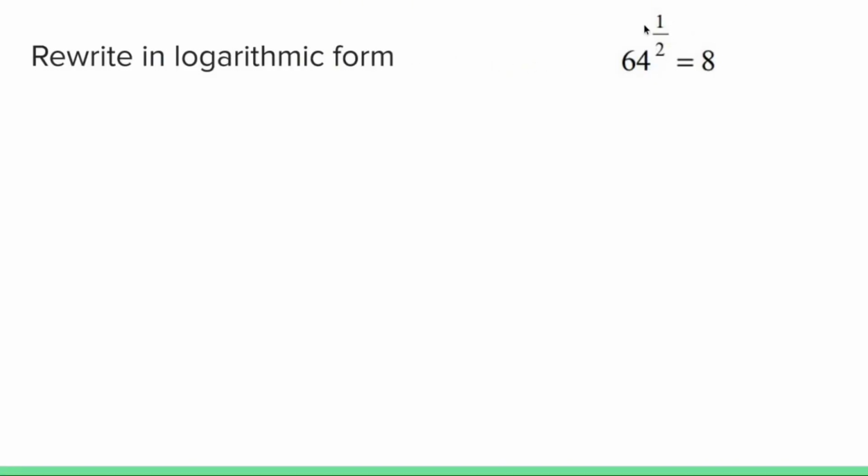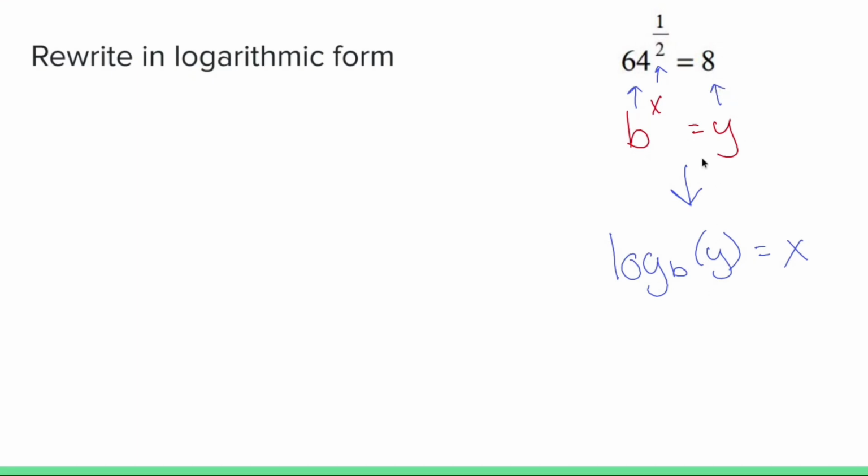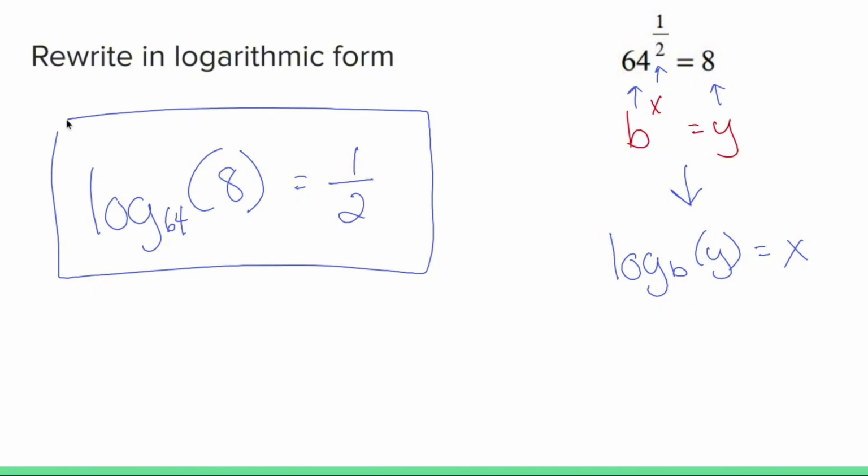Rewrite in logarithmic form. This is exponential form. I like to call exponential form b, for base, to the x power equals y. Once you have that in exponential form, once you letter things up, I can change that into logarithmic form by doing log base b of y equals x. So b would be my 64, x would be my 1/2, and y would be my 8. So this can be rewritten as log base 64 of 8 equals 1/2. And that's how you do it.